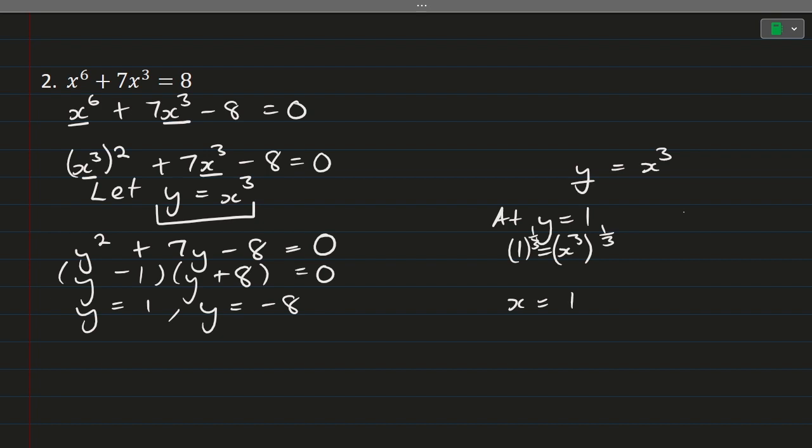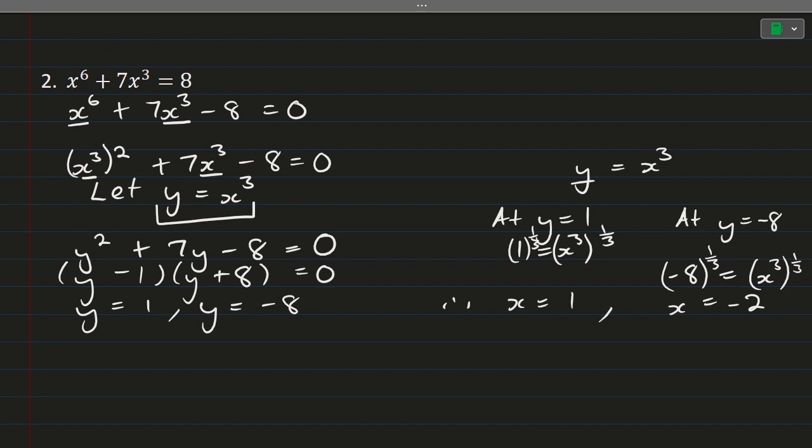Let's evaluate at y is equal to -8. Substitute y with -8, so -8 is equal to x cubed. To get rid of the power 3, we'll put it to the power 1/3. So x here is equal to -2. So that would be our final answer: x is 1 and x is -2.